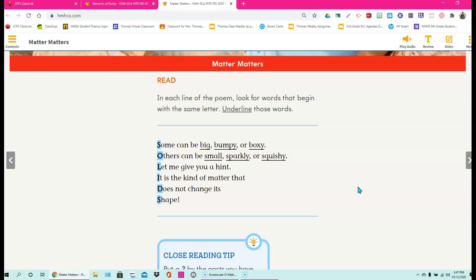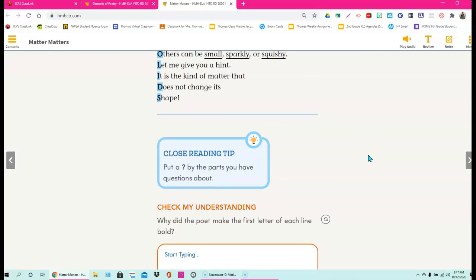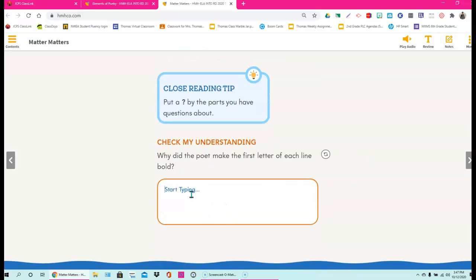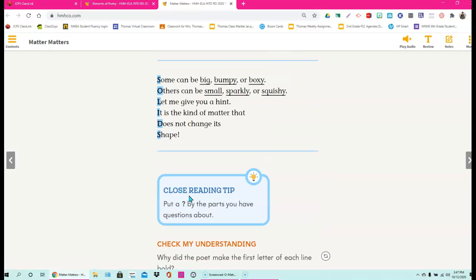So why did the poet make the first letter of each line bold? And remember, we talked about bold print is where the print is much darker than the rest of the print on the page. So if you look at this, you can see visually that these beginning letters, the first letter of each line of text, is bold. The rest of it is normal font. So why do you think that the author did this? I want you to go ahead in yours and write what you think. Why did the poet make the first letter of each line bold? Go ahead and complete that in your book on page 211.